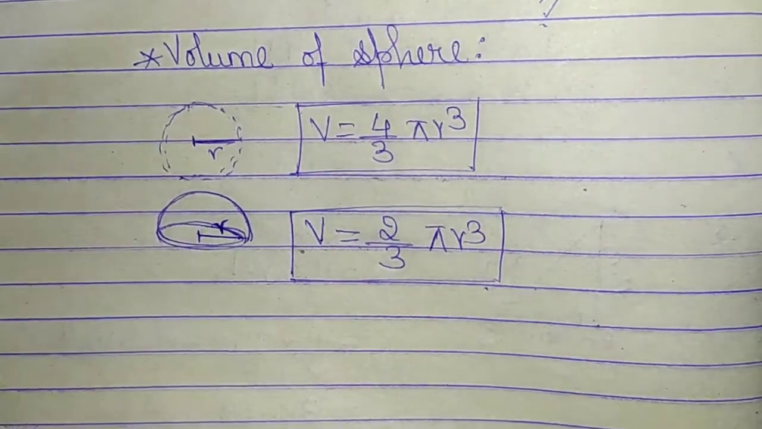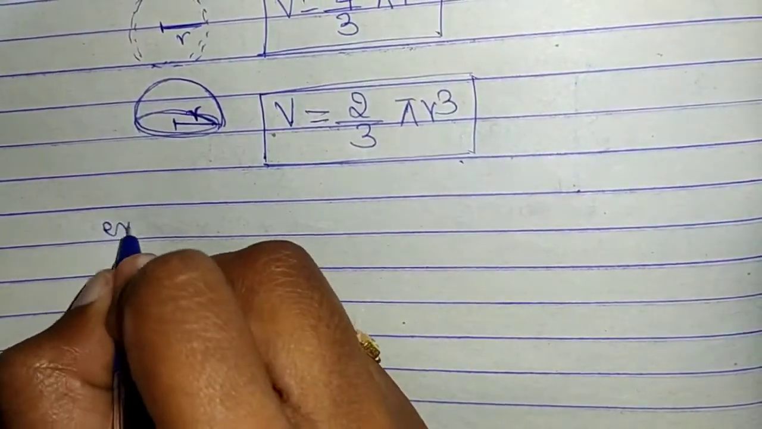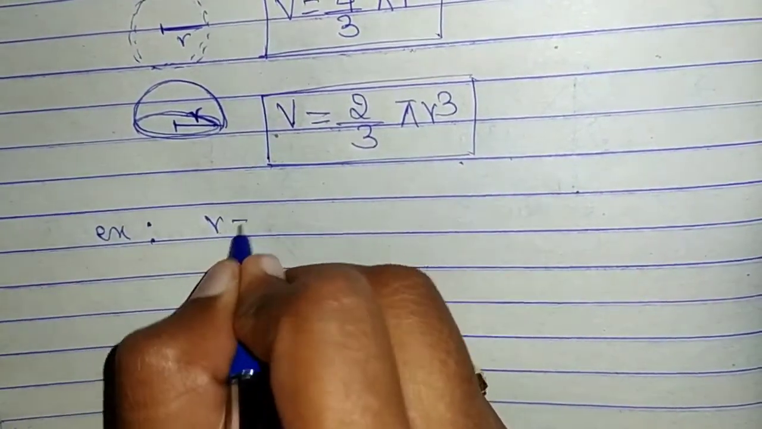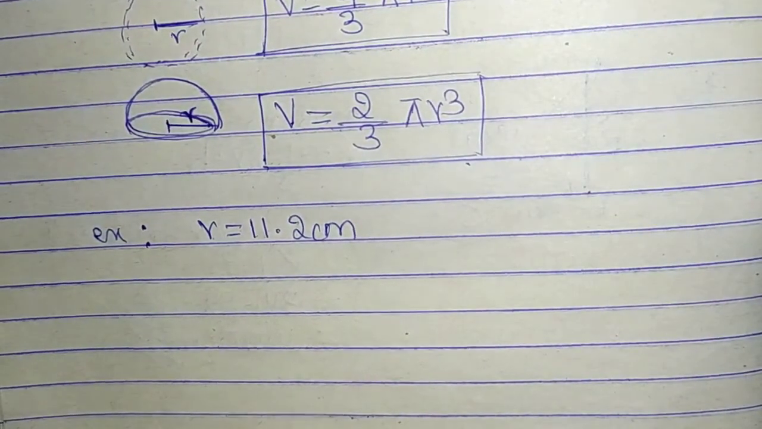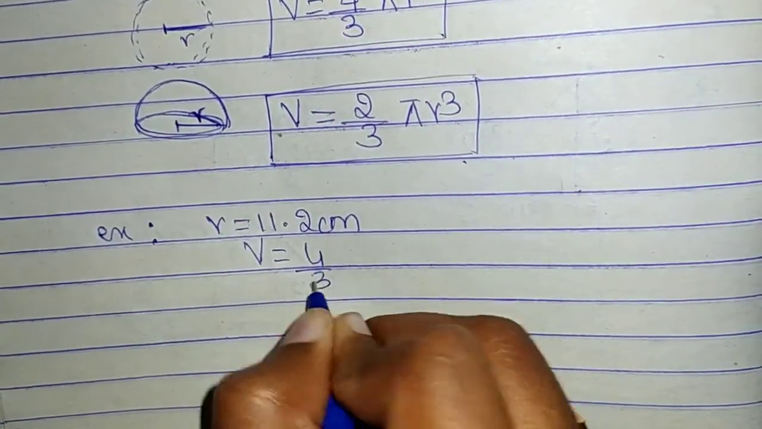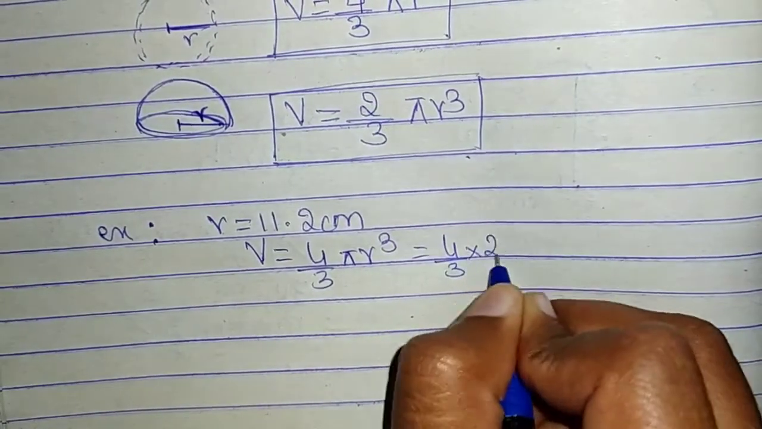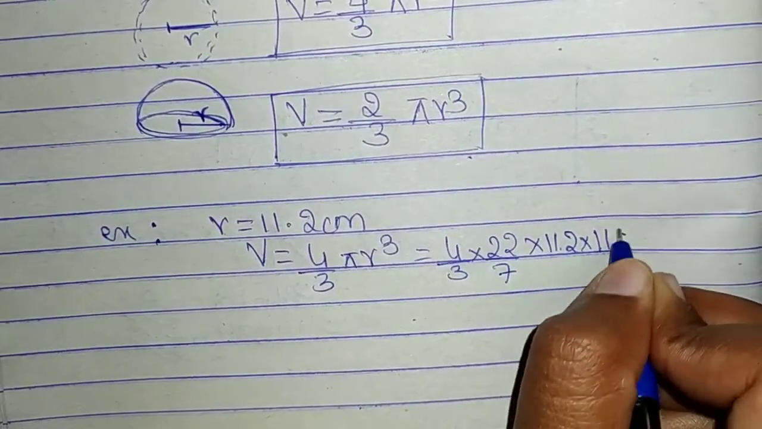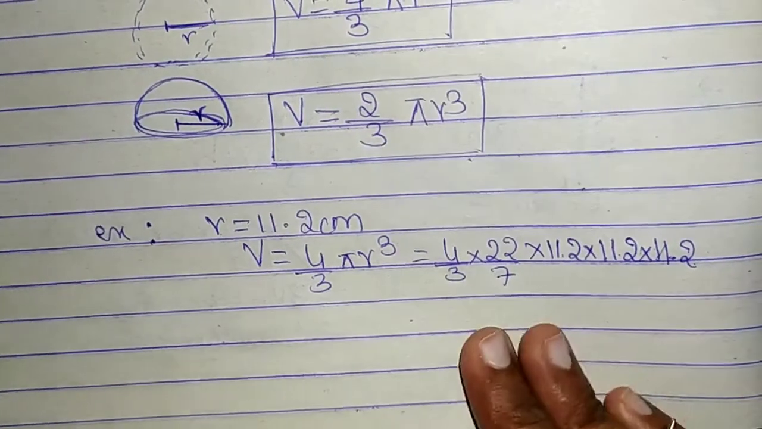So looking at solved example 17: find the volume of a sphere whose radius is equal to 11.2 centimeters. They have given us the radius and they have told us to find the volume. It is a sphere, so V is equal to 4 by 3 pi r cube, which is equal to 4 by 3 into 22 by 7 into 11.2 into 11.2 into 11.2.